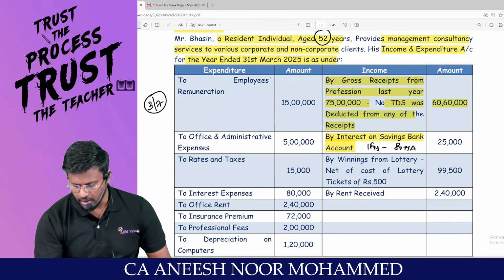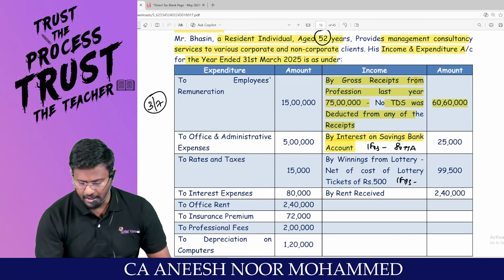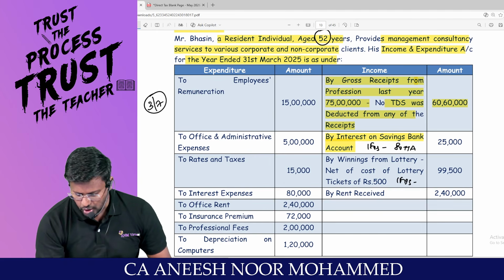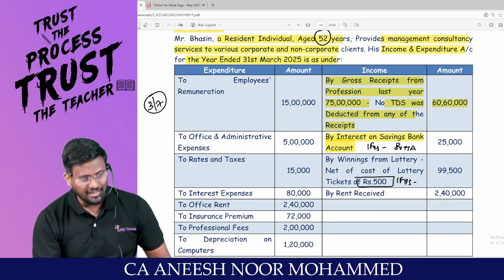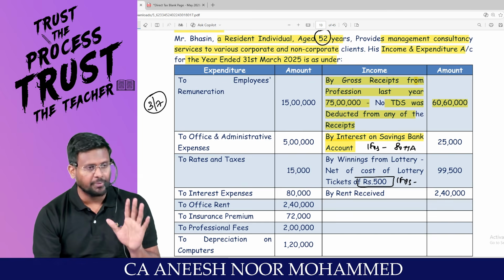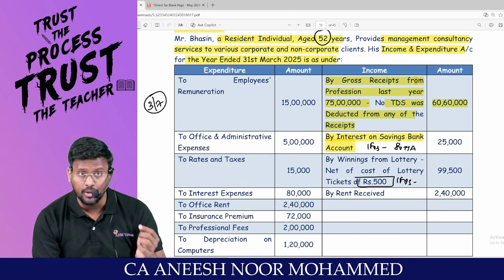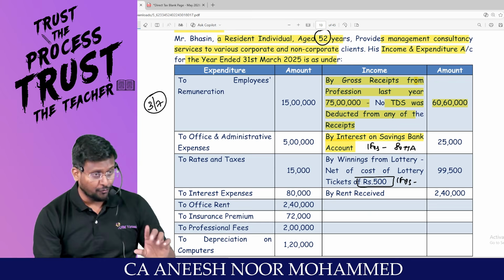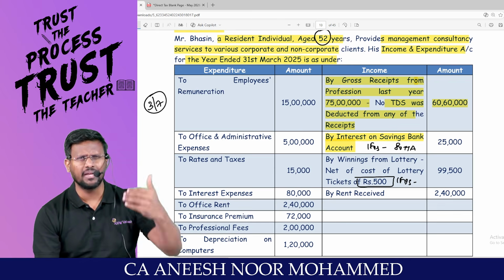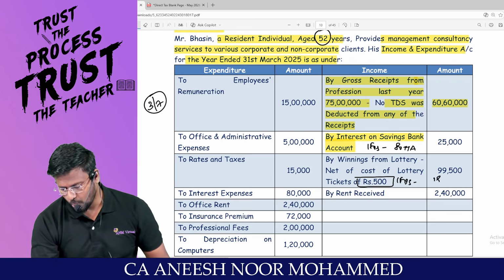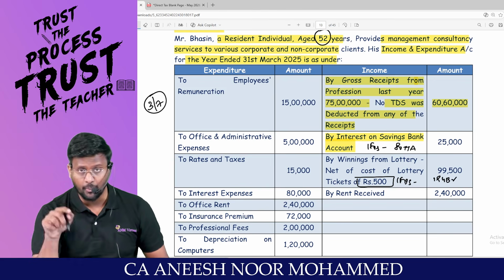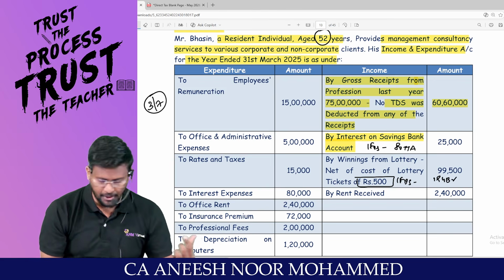Winnings from lottery have to be taxable under IFOS, net of cost of lottery ticket 500. Against casual income, the lottery ticket cost cannot be claimed as a deduction. So 99,500 should be deducted from PGBP and 1 lakh should be included in IFOS. And for that, the person who paid the lottery income would already have deducted TDS at the rate of 30%. So 194B effect should be provided when you are calculating the net tax payable.